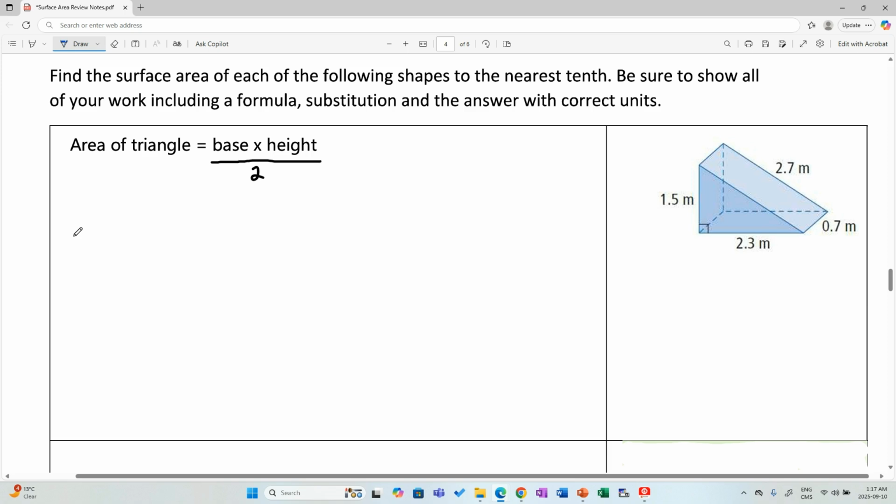Now let's look at how to find the surface area of a triangular prism. So for a triangular prism, let's review first. The area of a triangle is defined as base times height divided by 2. That's to find the area of a triangle. So for example, this triangle here, that's the front of the shape. That's how you would find the area.